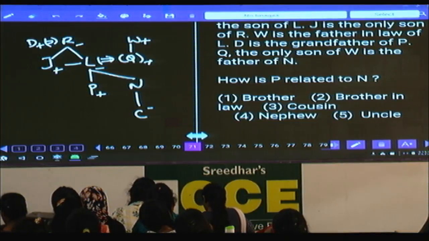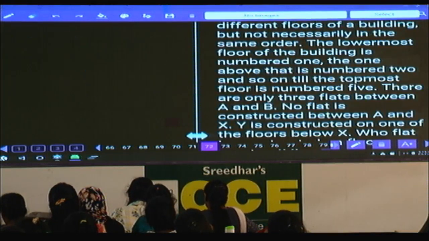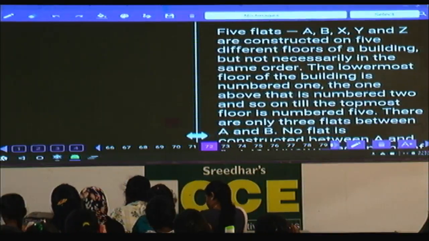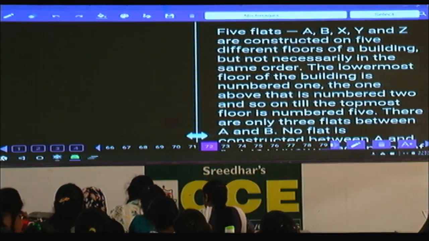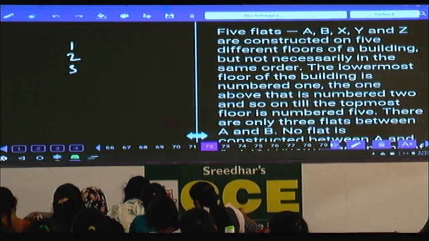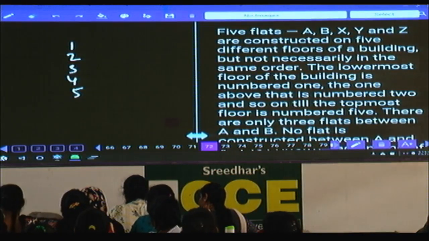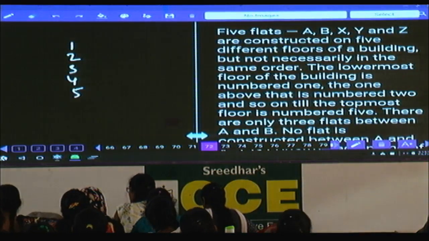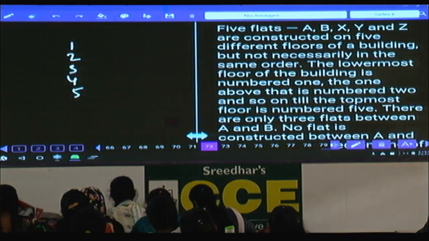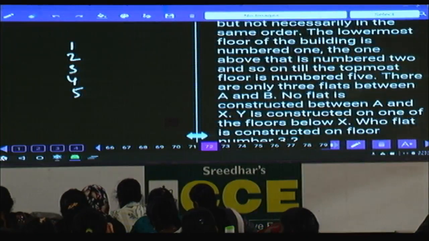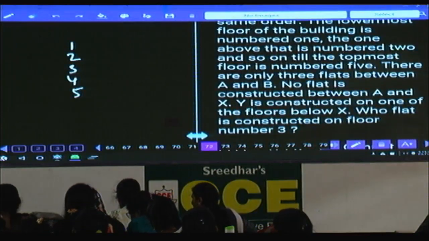Then 72. Now in this 72, 5 flats were there, A, B, X, Y, and Z. Now tell me whether we can solve this one or not. In order to solve this one in less than 1 minute, you are supposed to be very fast in reading because large information is given. And 5 flats A, B, X, Y, Z are constructed on 5 different floors of a building but not necessarily in the same order. The lowermost floor of the building is number 1, the one above that is number 2, and so on.